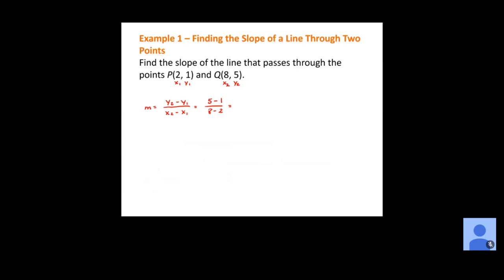So if we were to simplify that now, what's that going to give us? Good, right? Because this gives us 4 in the numerator, 6 in the denominator. 2 goes into both of those numbers, and so this goes all the way down to 2/3. So our slope for this one is going to be positive 2/3. Any questions on calculating slope here?